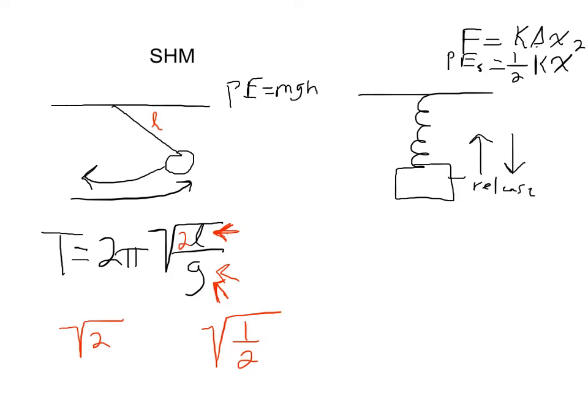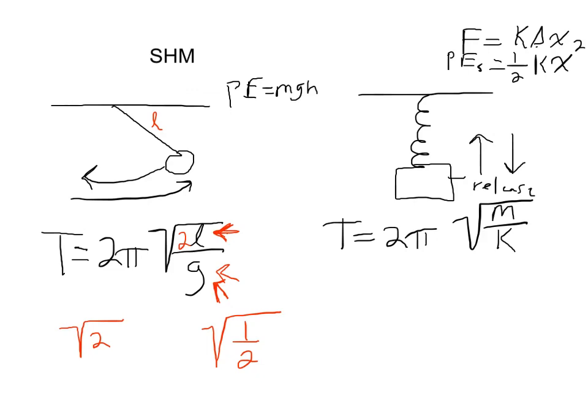Things to keep in mind. For the spring, its period is 2 pi times the square root of the mass over the spring constant, k. So if we took the spring to a different planet, we would not change its period because gravity does not affect the period.